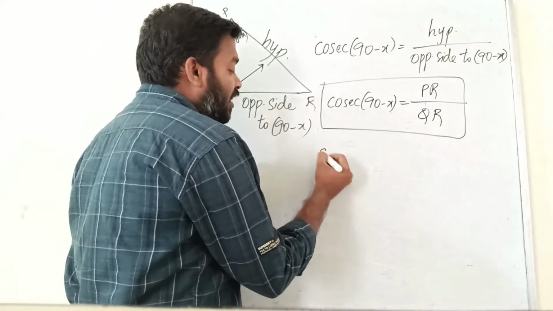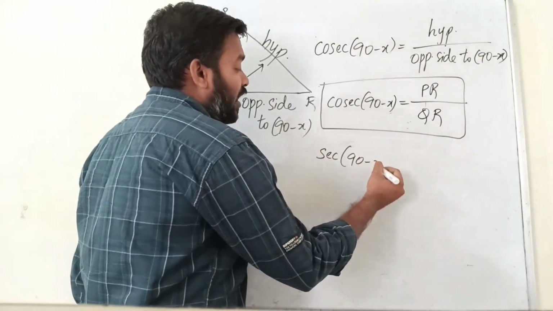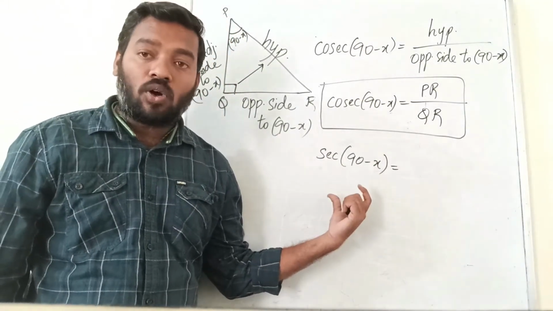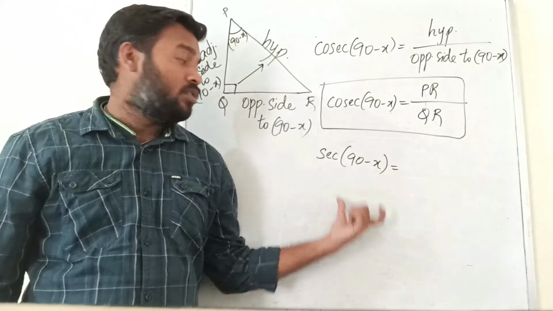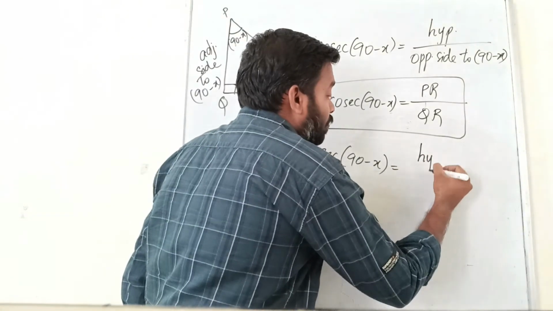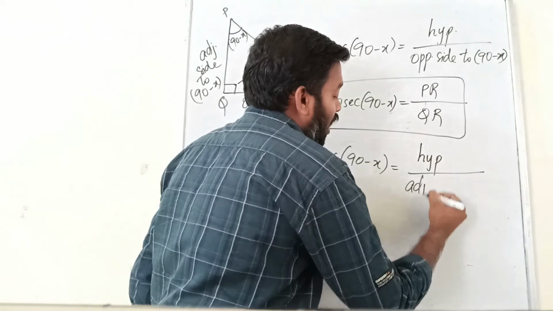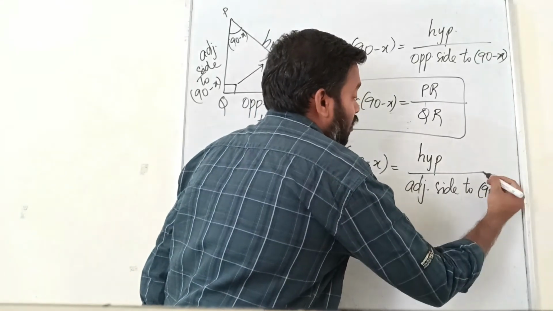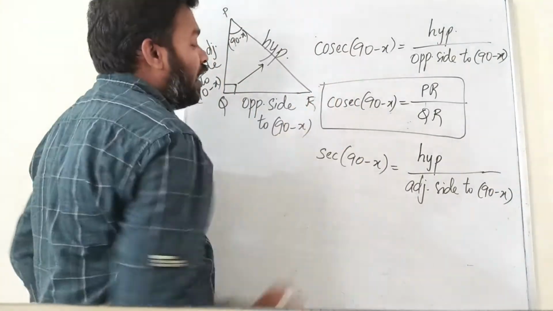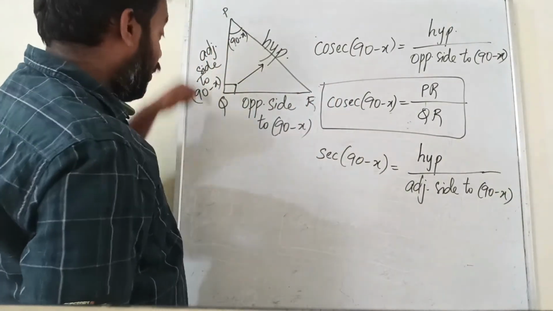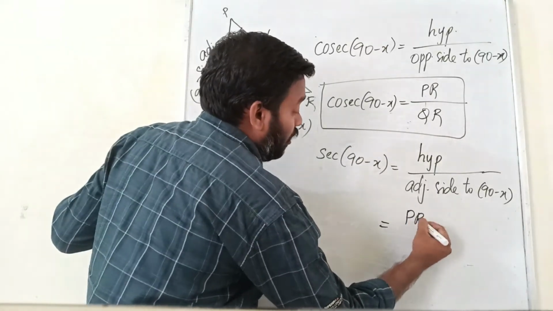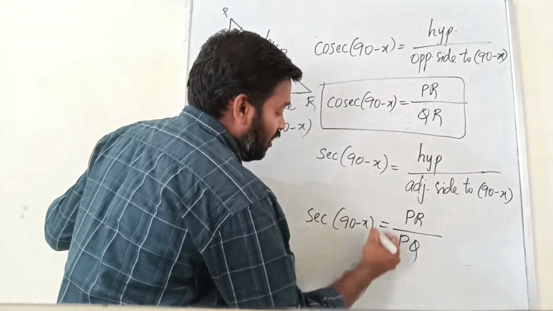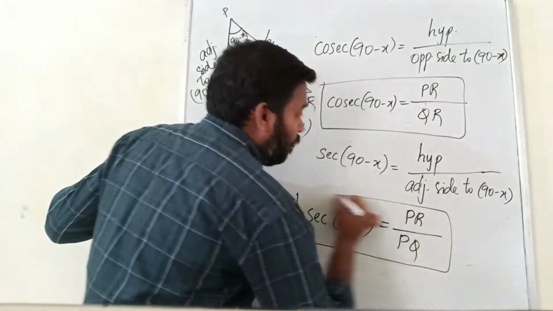Next, secant 90 minus x. Secant is the reciprocal of cos. What is cos? Adjacent side by hypotenuse. So secant is hypotenuse by the adjacent side to that angle, 90 minus x. The hypotenuse here is PR, and the adjacent side is PQ. So secant 90 minus x is PR by PQ.